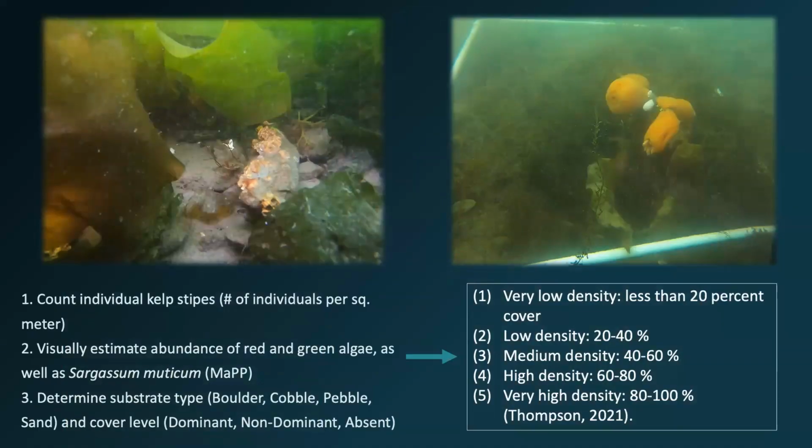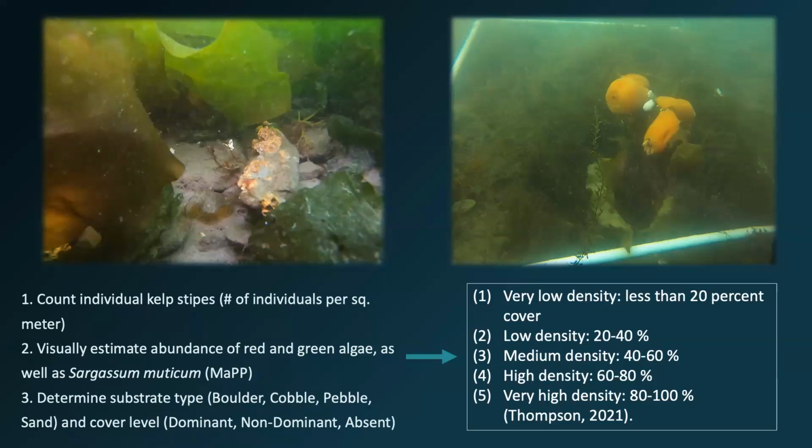So here are the steps I took to get these measurements. First, I would look for any individual kelp types, that's the stem that I could count out. So actual densities, numbers of individuals per square meter, and a visual estimate of macroalgae, so any other algae like red, green algae, as well as the invasive sargassum that you can see there on the right, using methods developed by the Marine Plan Partnership of the North Pacific Coast.